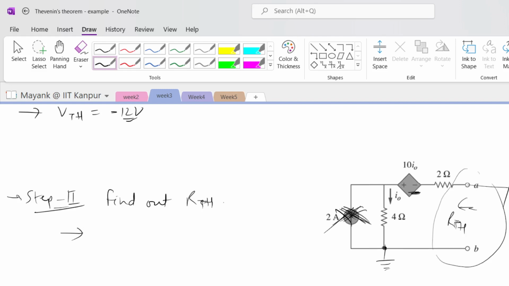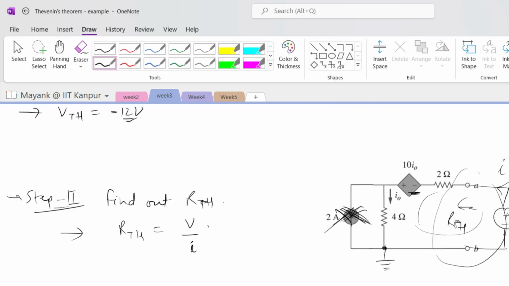We have to connect a voltage source here, and we have to find out how much current it is taking. So the R Thevenin will be equal to how much? It will be equal to V by I, isn't it? Fine. So if there is a voltage source V here, let's say it's equal to 1 volt. So how much current will it be taking?